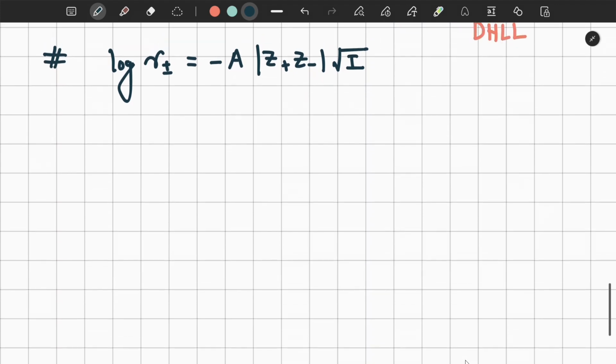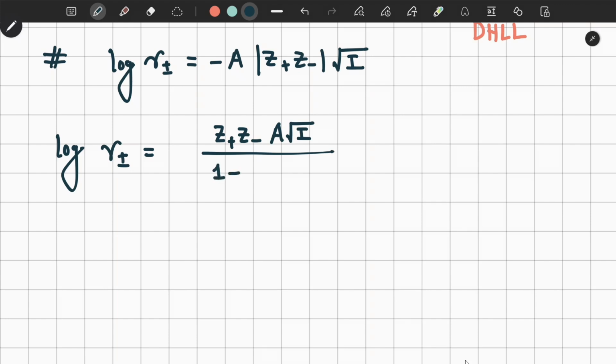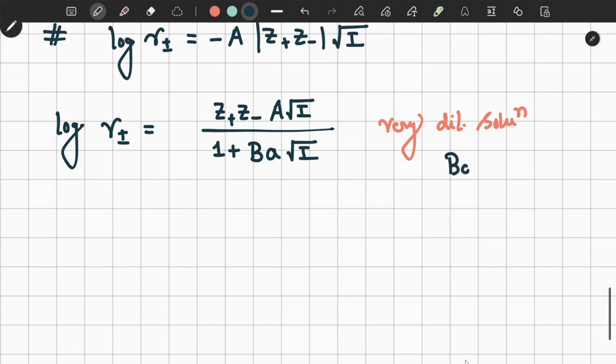If you don't consider this, then the actual law is this, which is correct. But if you consider the total thing, okay, so this is the case. For a very dilute solution, we can consider that d A is very, very less than 1. Then it will be this.